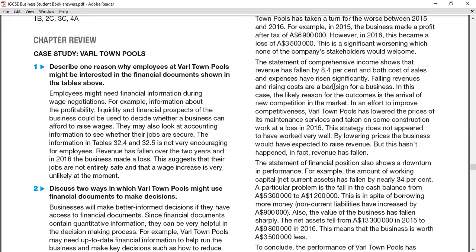You can see costs increasing significantly, even though revenue has gone down. Falling revenue and rising costs are a bad sign for a business. Look at what they are commenting. It's always a bad sign, because it's always a bad situation. Why? Revenue going down, expenses increasing. So in this case, look at the application.